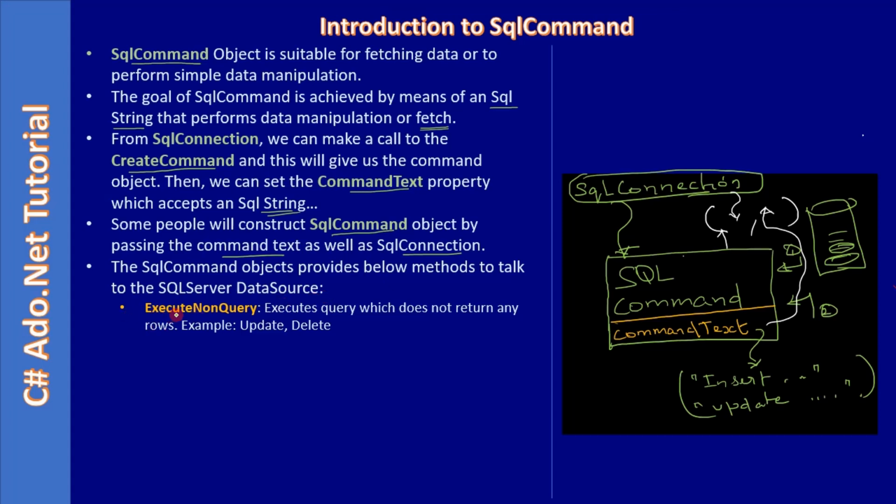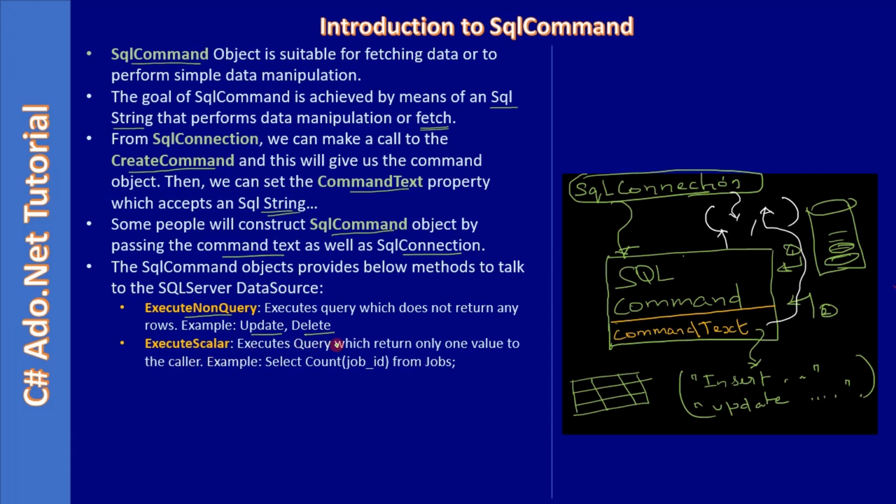In the SqlCommand object, you can make a call to ExecuteNonQuery. It executes a query which does not return any rows, say for example update, delete, or even insert. All this will not return records in the form of rows and columns. For such cases, you can use ExecuteNonQuery. Query in the sense it's not querying or fetching data from the database.